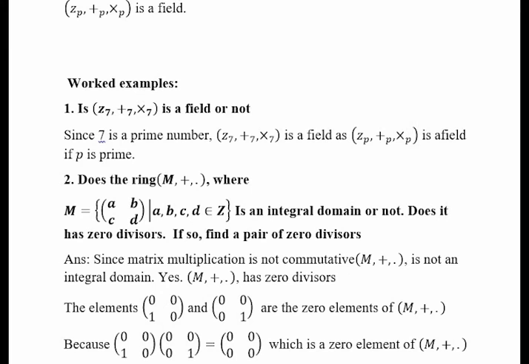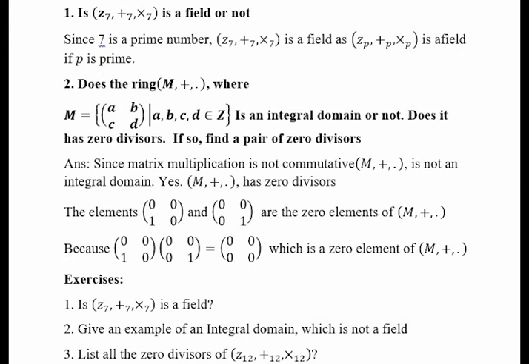Similarly, the second question reads: does the ring M with addition and multiplication, where M is the set of all matrices of the form A, B, C, D, where A, B, C, D belong to the set of integers, form an integral domain or not? Does this set have zero divisors? If so, find a pair of zero divisors. Usually matrix multiplication is not commutative, hence the set M is not an integral domain, because to become an integral domain, it should be a commutative ring. In this case, it is non-commutative, hence it is not an integral domain.